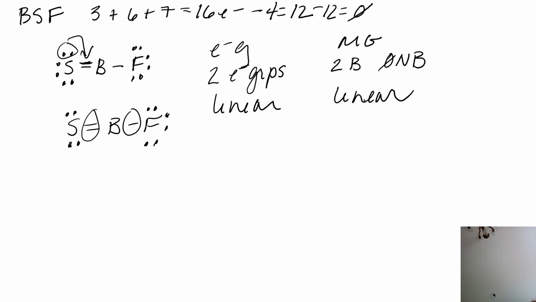Do we have polar bonds? Yes, we do. Do we have symmetry in this molecule? No, we don't. Two different atoms are bonded to that boron. So we have a polar molecule.